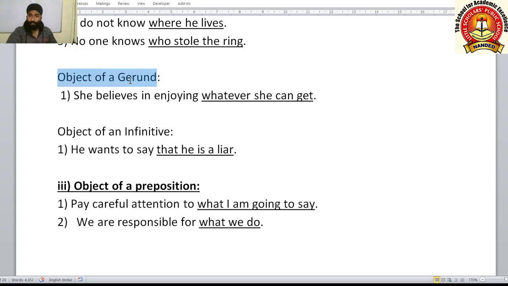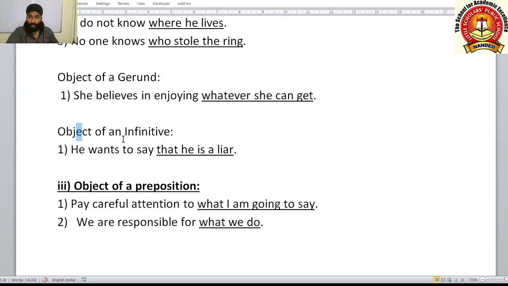These are also different examples. Object of a gerund. Sometimes this type of noun clause also comes. She believes in enjoying whatever she can get. So here you see this group of words is the object of this gerund. She believes in enjoying. Enjoying what? Whatever she can get.